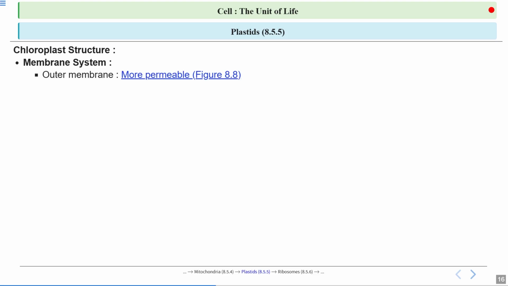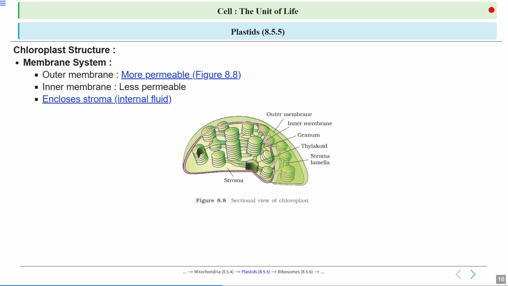It consists of an outer membrane which is more permeable as compared to the inner membrane. The inner membrane is less permeable. The inner membrane encloses the stroma, which is the fluid present within the chloroplast. The stroma consists of all the enzymes involved in the biochemical reactions.